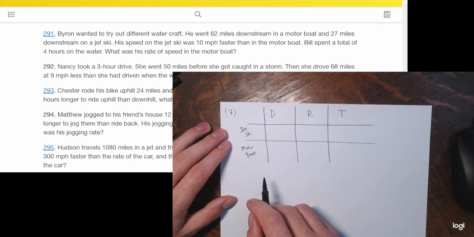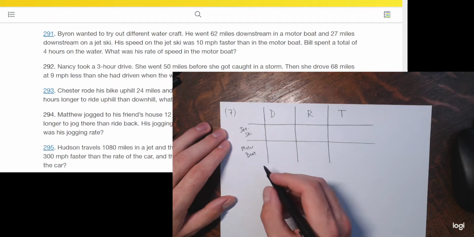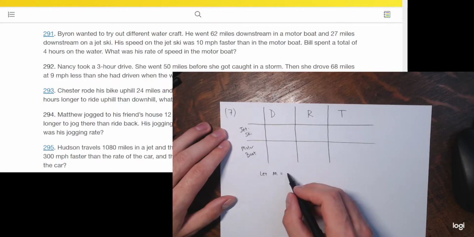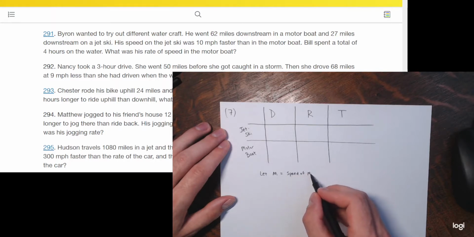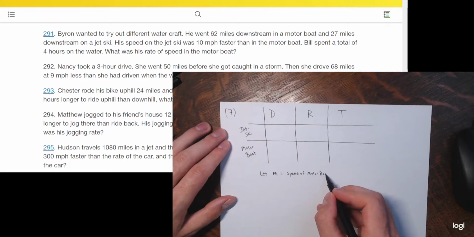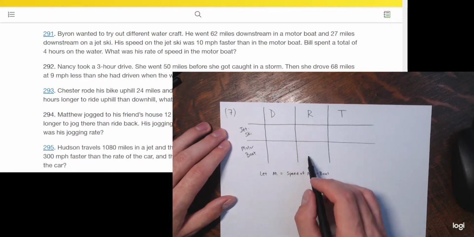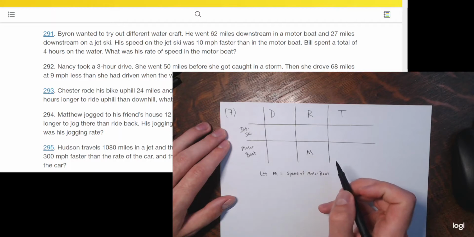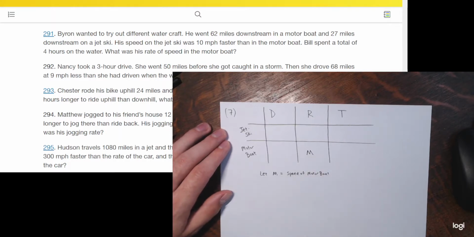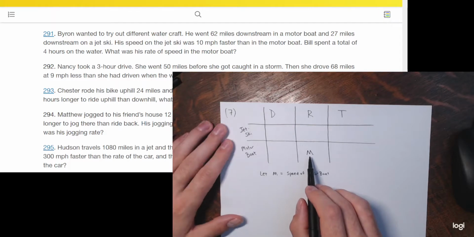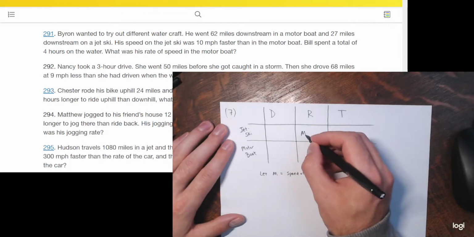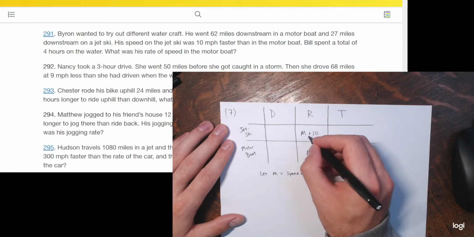And we're asked about what is his rate of speed in the motorboat. So I'm going to let M represent the speed of the motorboat. And that'll go under rate here, m. Now, it did say his speed on the jet ski was 10 miles per hour faster than the motorboat. So if the motorboat speed is m, the jet ski would be m plus 10, right? 10 miles an hour faster.